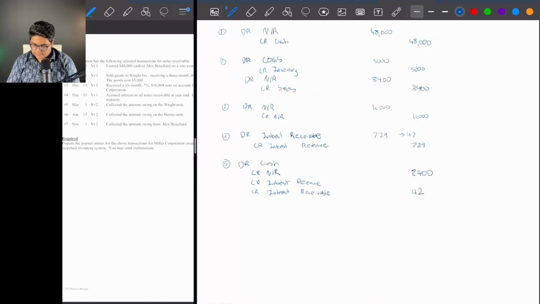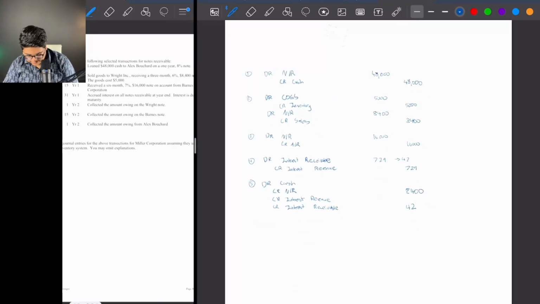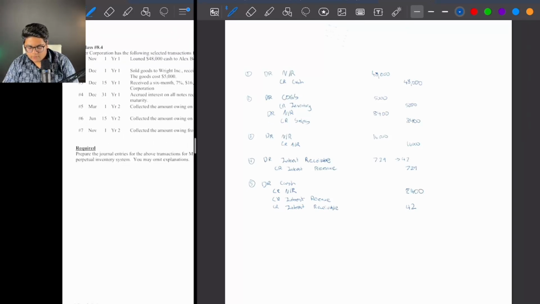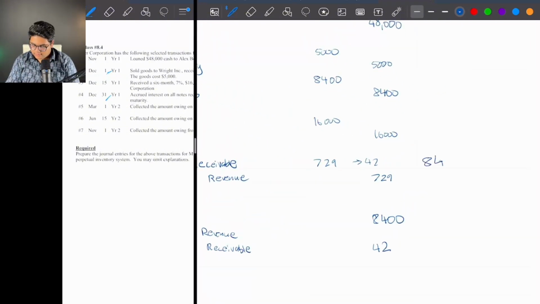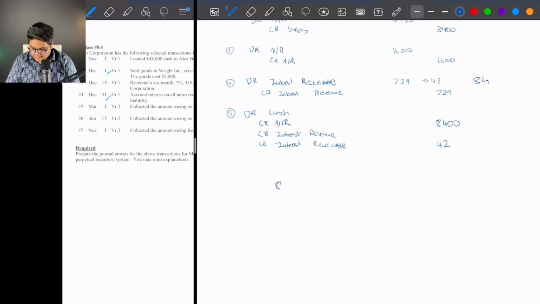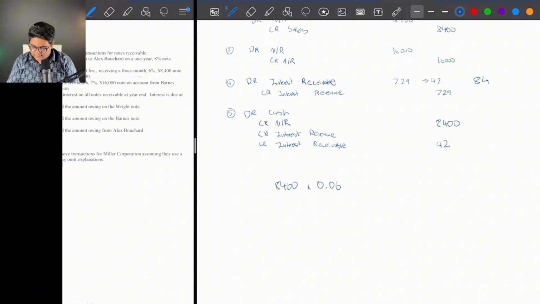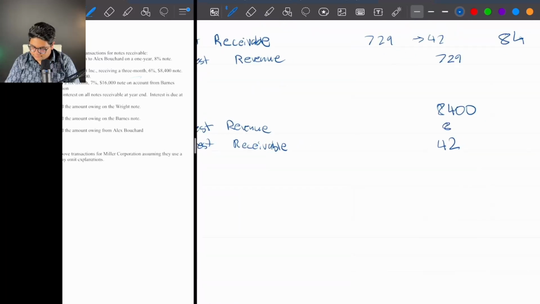And now let's look at the rest of the note. So this right note was for 3 months, right? And we have already accounted for one month of interest from December 1st to December 31st. We need to account for 2 months more. So you could just double 42 and get 84, but I'll show you the calculation again. It's going to be $8,400 times, I think it was 6%, yeah, 0.06 times 2 months that we still need to account for, divided by the 12 months in a year, you get 84. So that's $84 worth of interest, and this is our interest revenue.